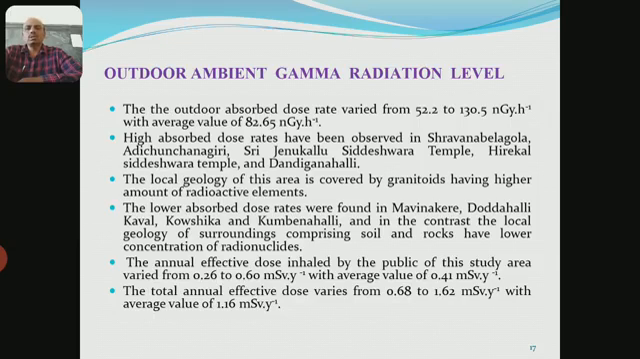High observed dose rates are observed in Shravanbelagula, Adichunchanagiri, Sri Jenukalu Siddheshwara Temple, Hirekal Siddheshwara Temple and Dandiganahalli. The local geology of this area is covered by granitoids having a higher amount of radioactive elements. The lower observed dose rates are found in Mavinkere, Doddalli Kavlu, Kaushika and Kumbhenalli, and in contrast, the local geology of the surroundings comprises soil and rocks having lower concentration of radionuclides.